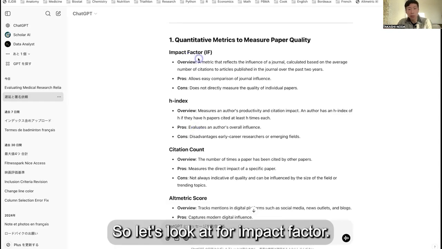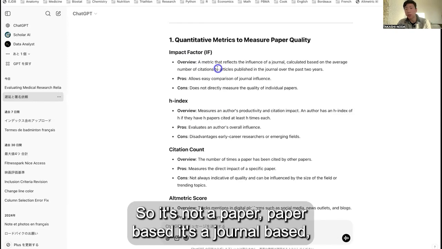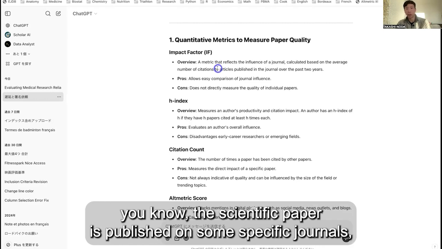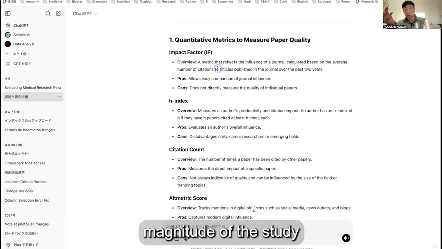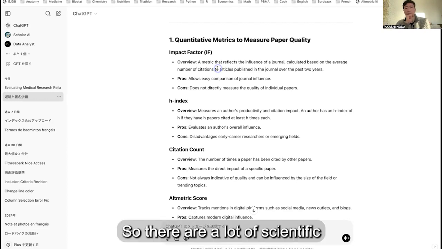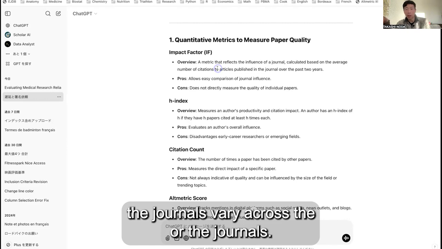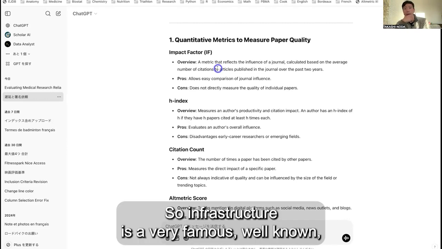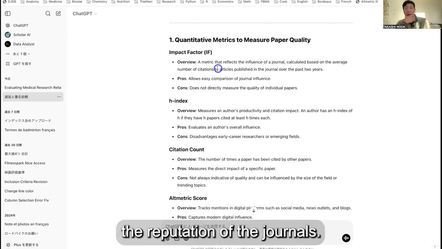So let's look at the impact factor. Impact factor is a very famous indicator. It is a journal-based indicator, so it's not paper-based. The scientific paper is published in some specific journal, depending on the domain, field, magnitude of the study, or impact of the result of the study. So there are a lot of scientific journals, but the quality, impact, or reputation of the journals varies across all the journals. So impact factor is a very famous, well-known, always-used indicator of the reputation of the journals.